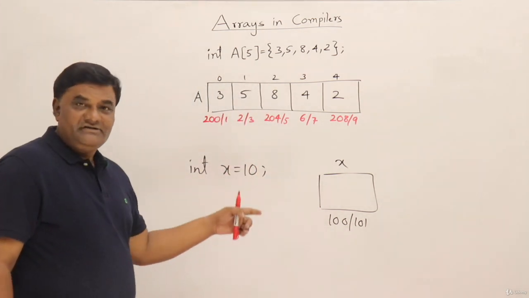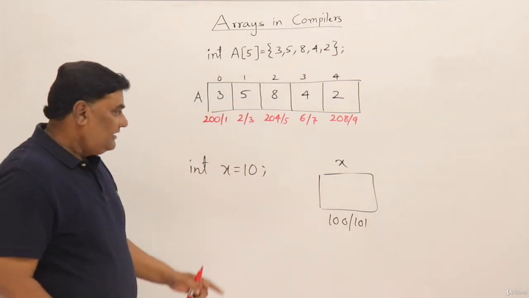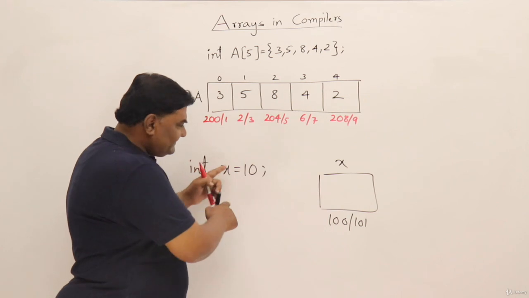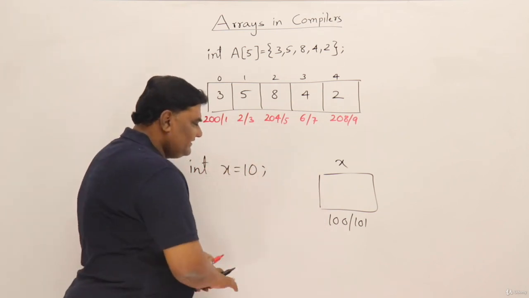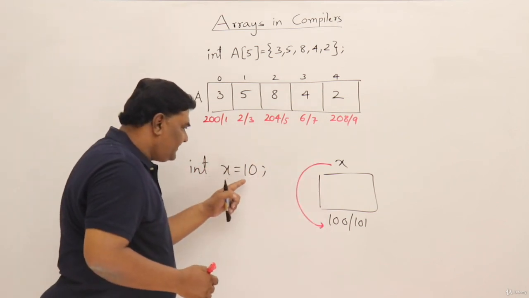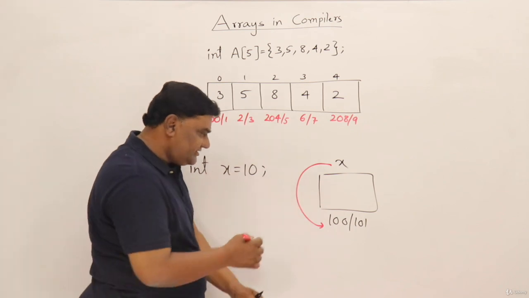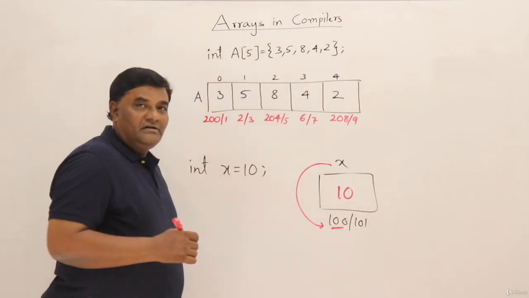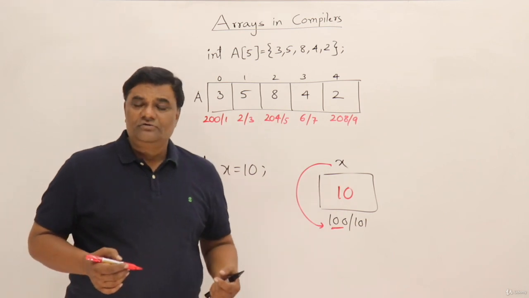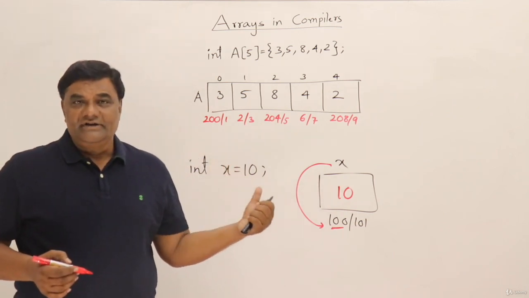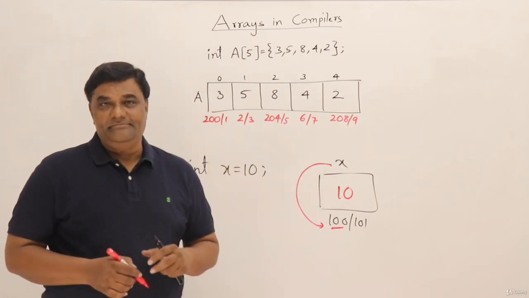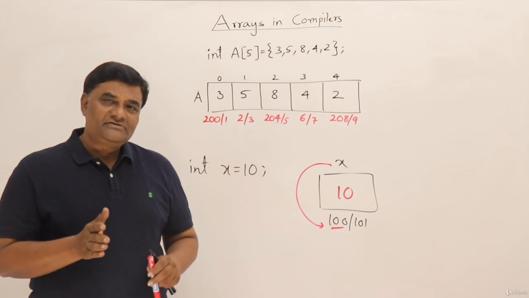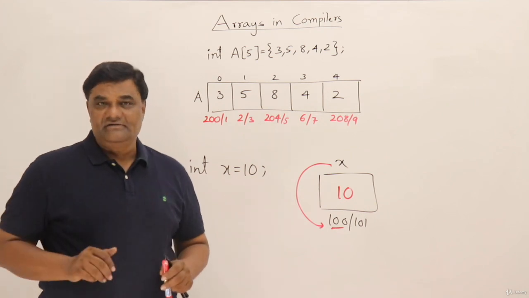Suppose during execution this is the memory allocated. This variable x represents this address, and the value 10 has to be stored at that location, that is, at this address 100. So basically machine code should refer to locations by their addresses, not by name. Then the compiler has to convert the name into an address.